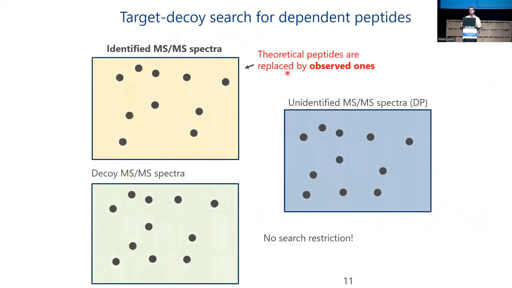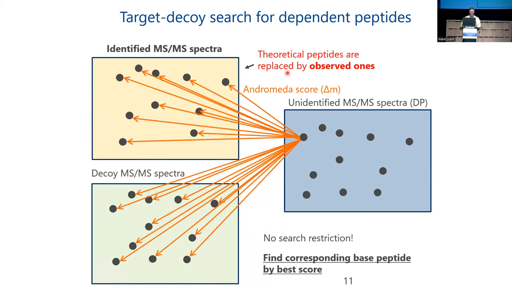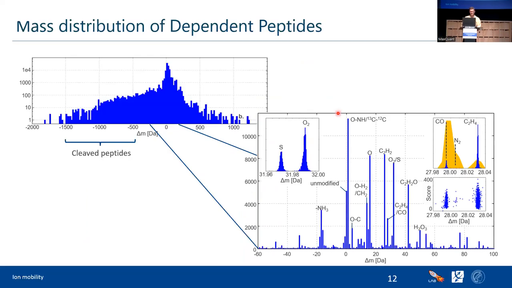But since we don't know the modification we are working with, we have to do so across all the identified and decoy MSMS spectra in the database, for each of the MSMS spectra in unidentified space. That's why dependent peptide search is quite computationally expensive.